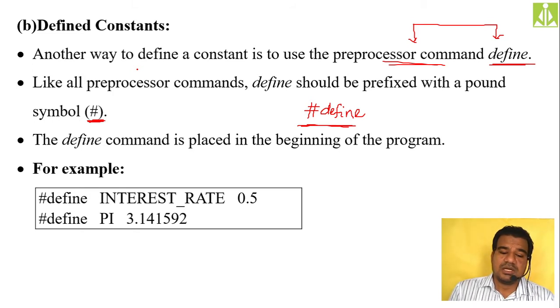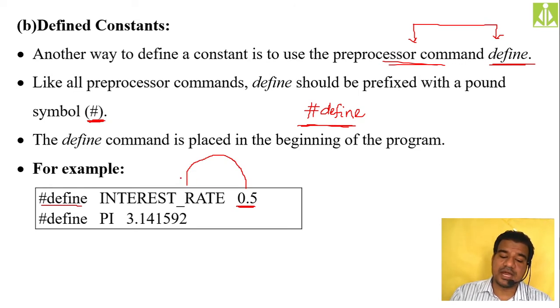So the defined constants, how we are defining here, I have given the example using the define preprocessor command, and that define preprocessor command must be prefixed with a pound symbol, and the complete command will come like this: hash define. So now this is my literal, 0.5 is my literal, and to this literal I am giving a name, I am giving a name, interest underscore rate. Now this interest underscore rate will become 0.5. Wherever you use this interest underscore rate, you will get 0.5 value.